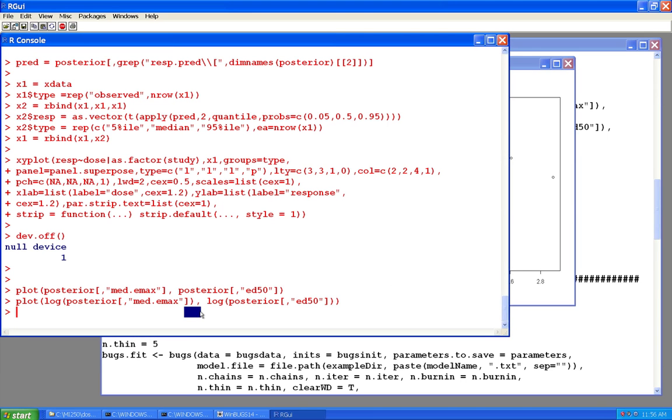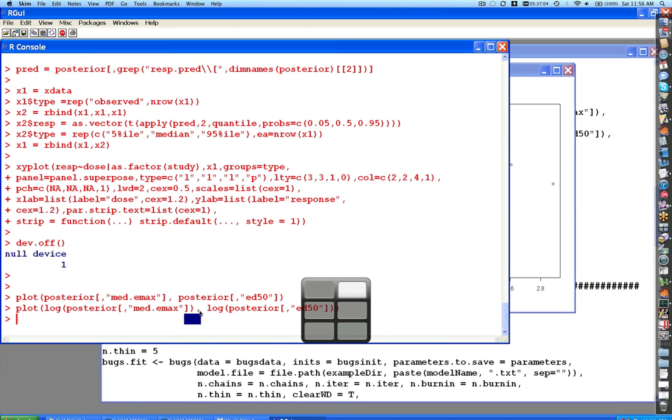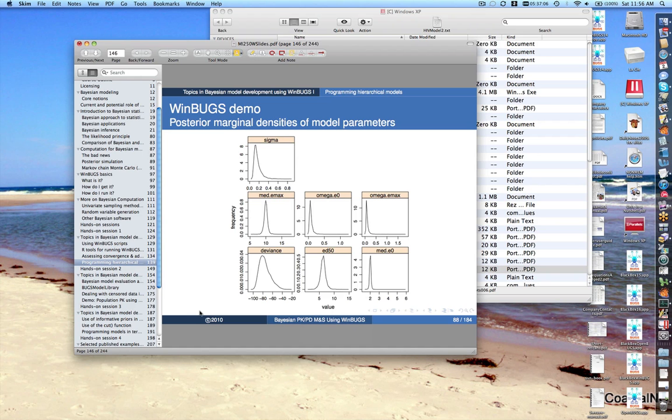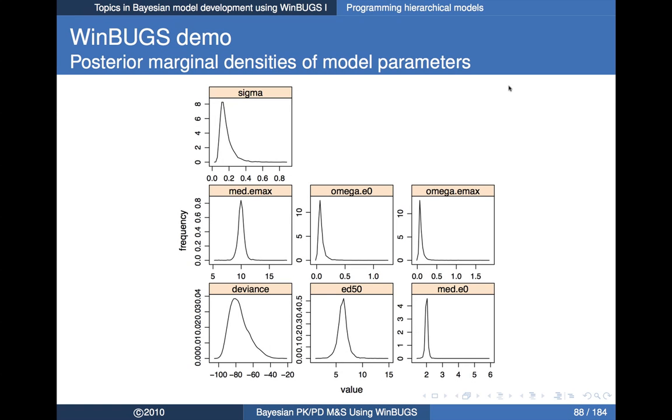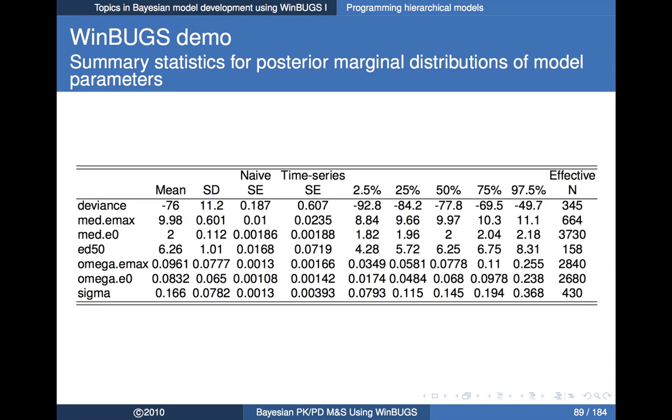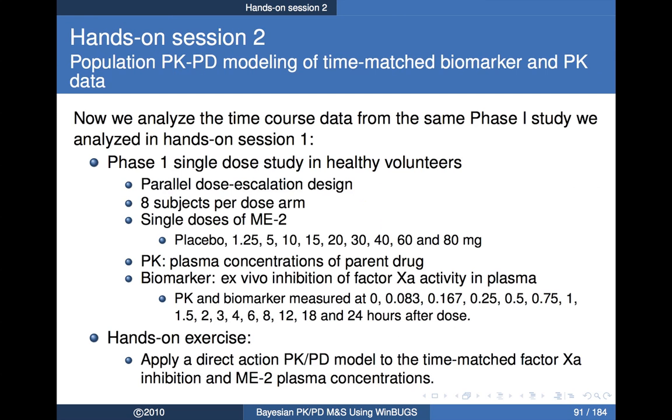Okay, let's move on. I'm going to close it out here in a minute, but I'll give you something to do in the meantime. Okay, this is all just repeating what we've already seen. And that's to assign to you what I've labeled here as our hands-on example 2, where we're going to be looking at the population PK/PD modeling of time-matched biomarker and PK data.